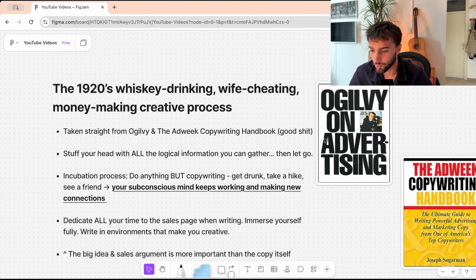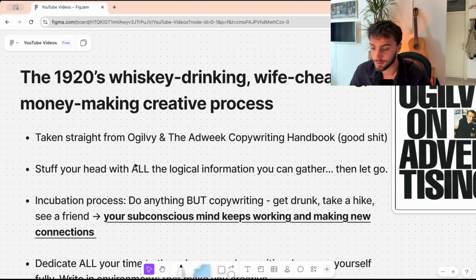Now, what is the creative process? It's insanely important because the sales page is such a monstrous task. No, actually, I don't want to scare you with it. It's like a big project. You don't just write it. You don't just open your laptop and write it. No, you need a creative process for the big idea, for all of these things. And this is how you do it.